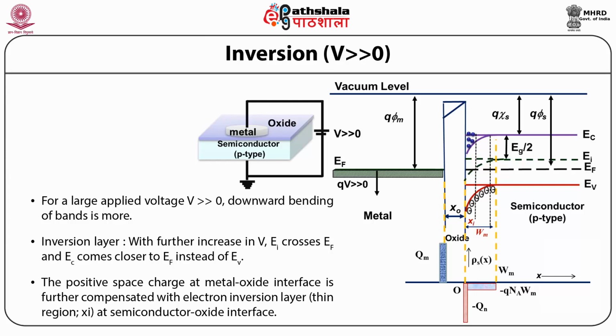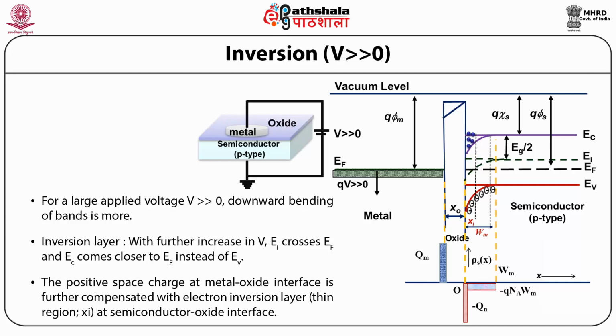The thin region xI, where the electron concentration exceeds the hole concentration, is called the inversion layer. This figure on the left hand side shows the schematic under this biasing condition, and on the right hand side we can see the energy band diagram. In this biasing condition, the minority carriers Ns become more than the majority carriers.